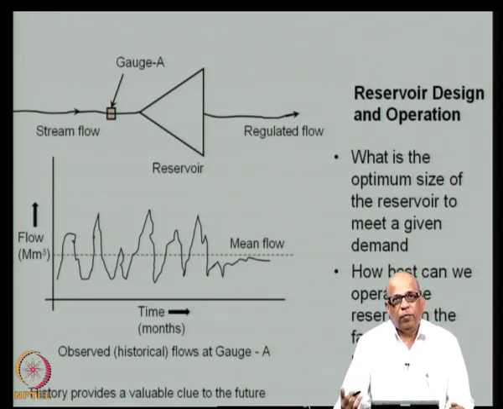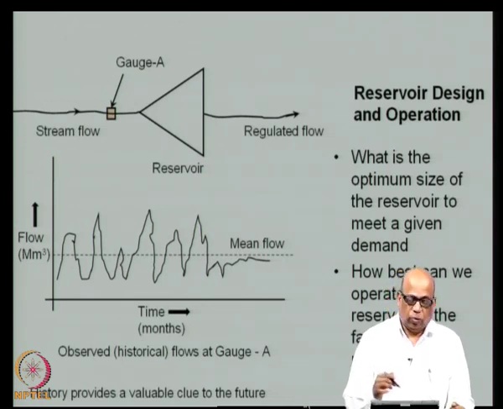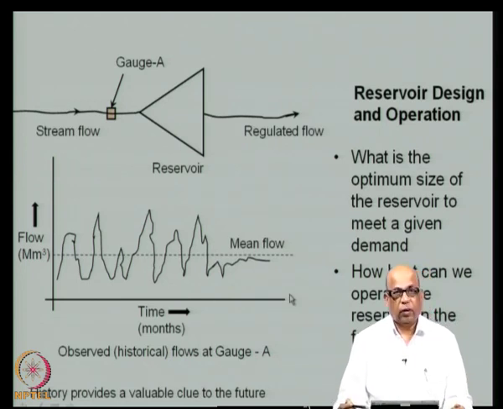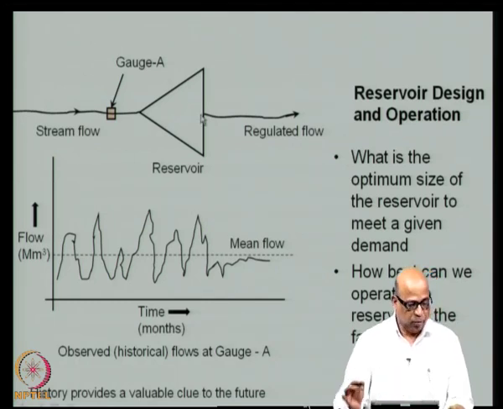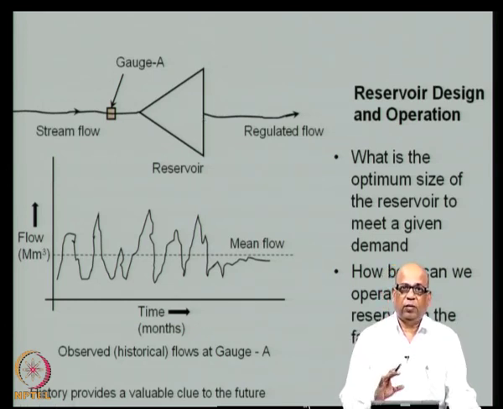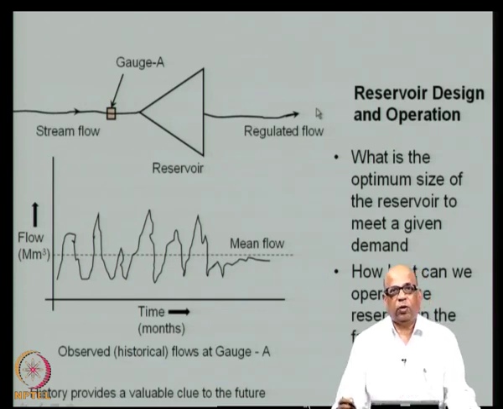In fact, in the context of climate change, the question of stationarity has been seriously challenged, and therefore, we can no longer assume stationarity. However, I will come to these topics much later. So, the systems techniques by and large assume stationarity. So, we rely on making decisions based on the historical data.